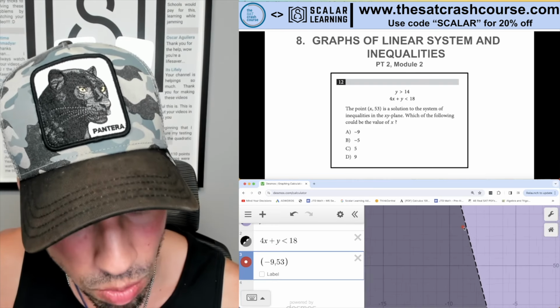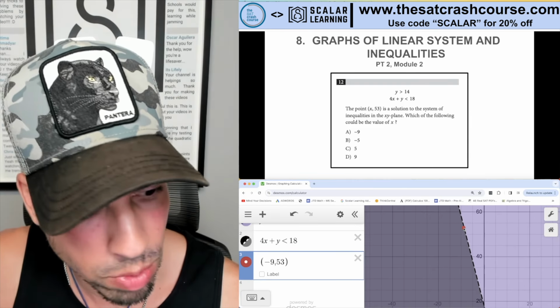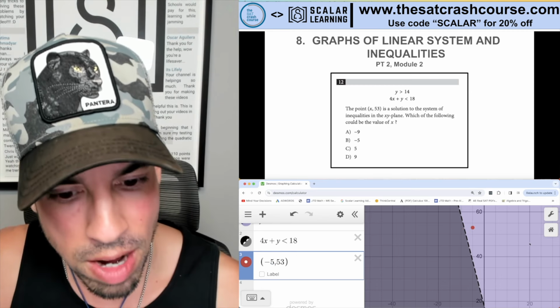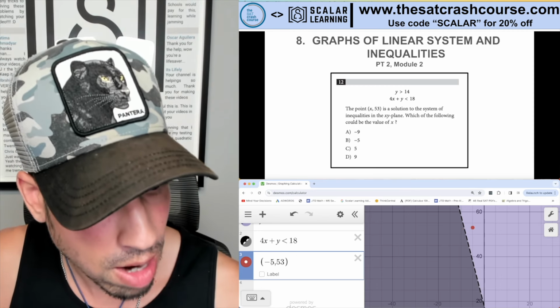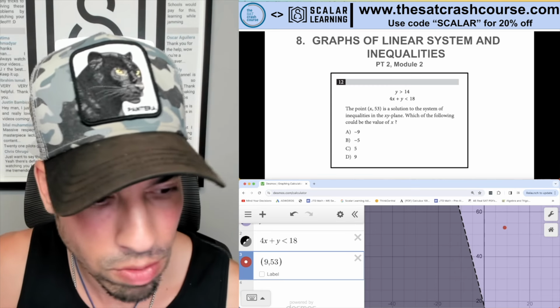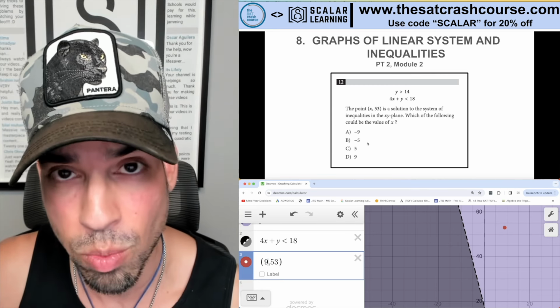Negative 953, it's right in there. So there you go, there's proof positive. We know that that is the winner, but let's go through the rest of them just so we can debunk them. Negative 5, boom, it's not in the double shaded. Obviously, as we go more to the right, 5 would be out and 9 would be out of the zone. So anyways, that confirms it. A is the winner, done.